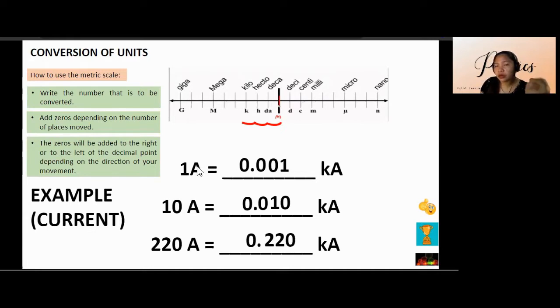Okay, depending on what's given, the unit that's given will determine the number of places and the number of zeros you will have to add after the decimal point.